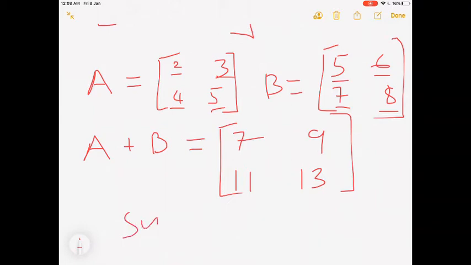Subtraction of matrices also works the same way. Instead of adding, you just subtract. 2 minus 5 will give you minus 3. 3 minus 6 will give you minus 3. 4 minus 7 will give you minus 3. 5 minus 8 will give you minus 3 again.